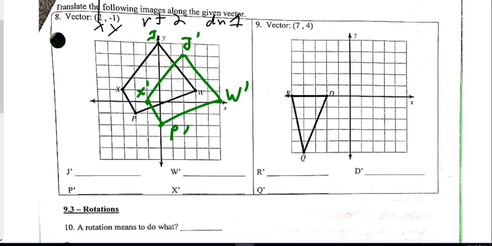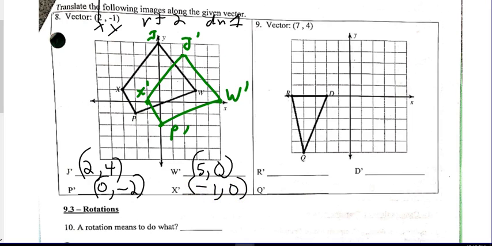So, what are the coordinates? J prime is at 1, 2, 3, 4. 2, comma, 4. W is at 1, 2, 3, 4, 5, comma 0. P is at 1, negative, oh, sorry, my bad. It's down, I was looking where the P was, not the dot. It's at 0, negative 2. It just drops straight down from the origin. And X is at negative 1, 0. And that's a simple vector slide.